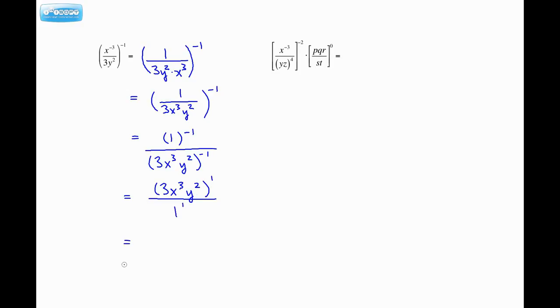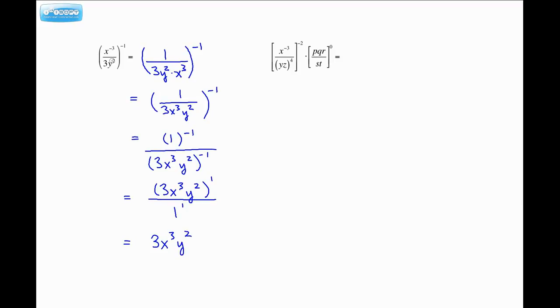Now anything to the power of positive 1 is just itself, so I don't even need these anymore. And anything divided by 1, of course, is itself. So my final answer actually is 3x cubed y squared. That's it. I'm going to demo this problem one more time over here, and I'll do it in red. But I just want to show you that there's more than one way of getting to the same answer.